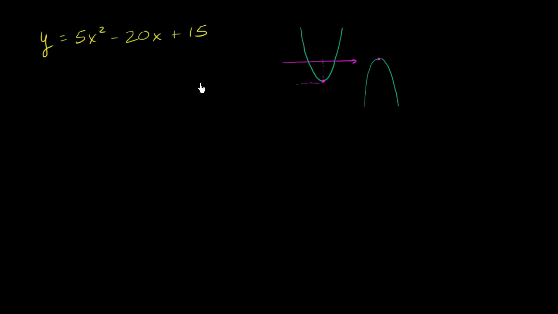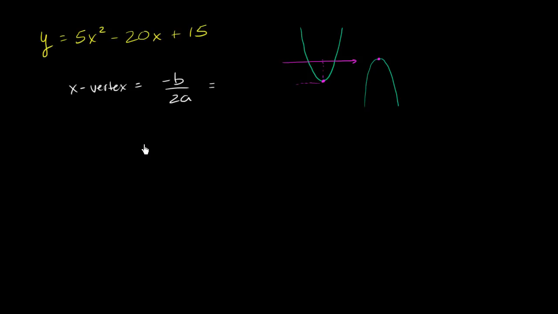Now, there's many ways to find a vertex. Probably the easiest, there's a formula for it. And we talk about where that comes from in multiple videos, where the x-coordinate of the vertex of the parabola is just equal to negative b over 2a. B is the coefficient on the first degree term, the coefficient on the x term, and a is the coefficient on the x squared term.